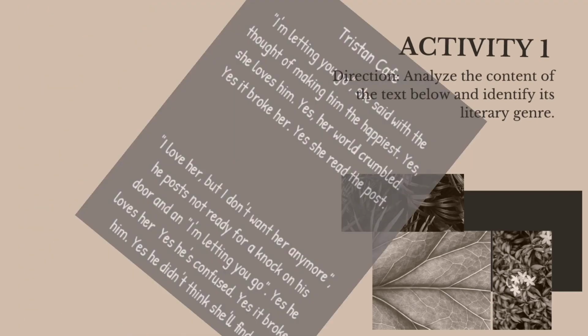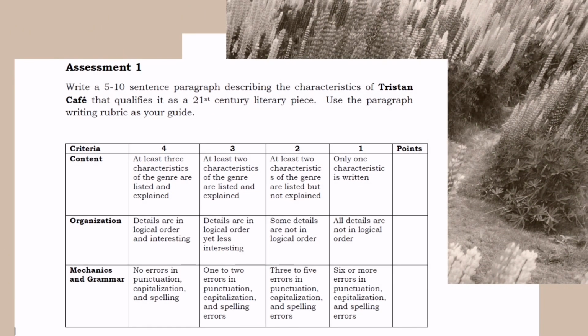Assessment 1. Write a 5 to 10 sentence paragraph describing the characteristics of Tristan Cafe that qualify it as a 21st century literary piece. Use the paragraph writing rubric as your guide. Criteria: content, organization, mechanics, and grammar.